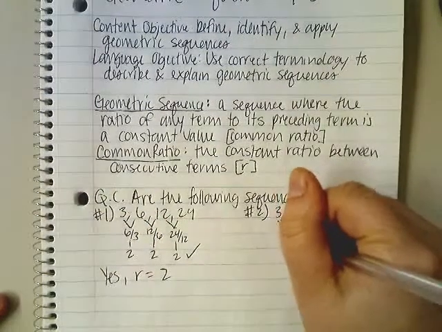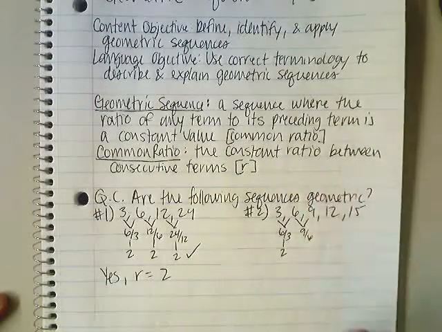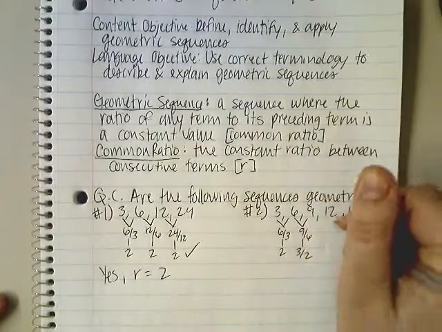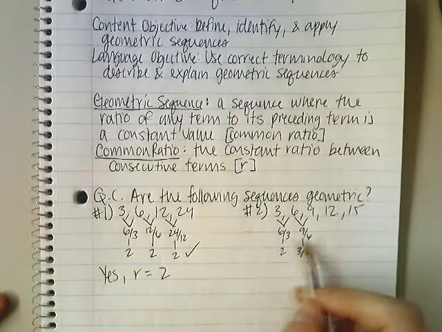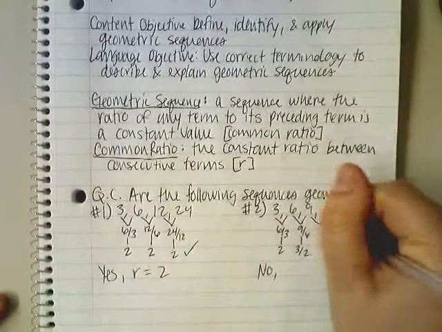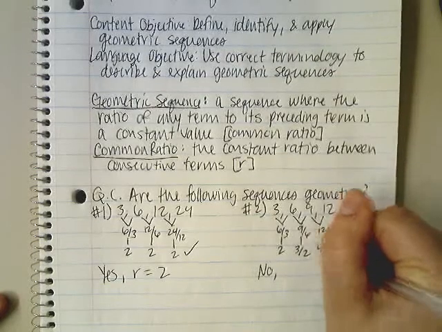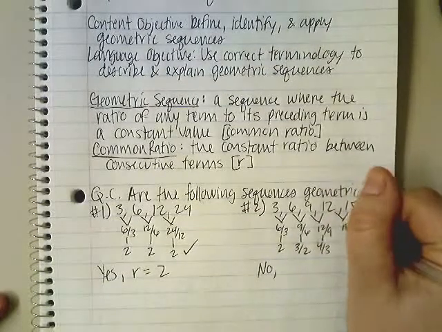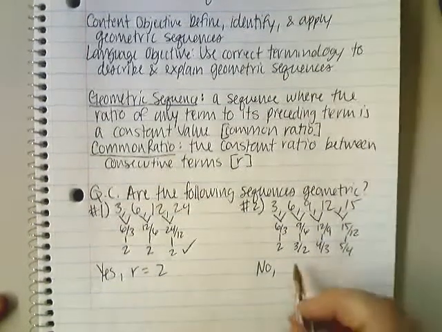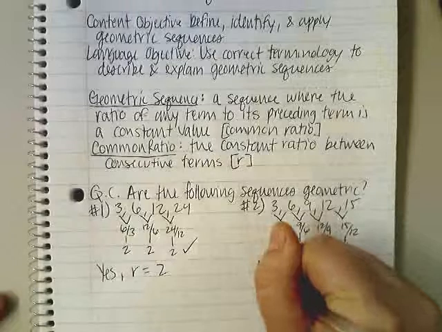So let's try this with the second one. I again have 6 over 3, which simplifies to 2. Then I have 9 over 6, which does not simplify to 2. It simplifies to 3 over 2, so already you know that there's not a common ratio. Once you find one that disproves it, you know it's not geometric. So I'll say no to start. But just to continue the point, here it'd be 12 over 9, which simplifies to 4 over 3. And here I have 15 over 12, which simplifies to 5 over 4. So again, this is not a geometric sequence, so no, there is no common ratio.